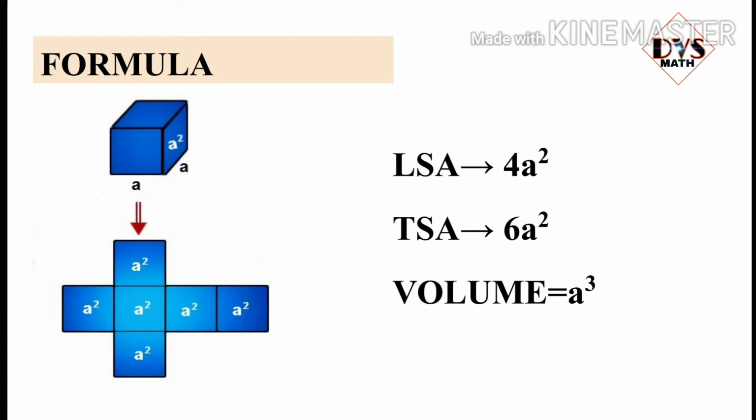TSA, total surface area, 6a square. That means we are considering all 6 faces of the cube. Volume is equal to a cube. That means we are considering length, breadth and height, all are equal here.